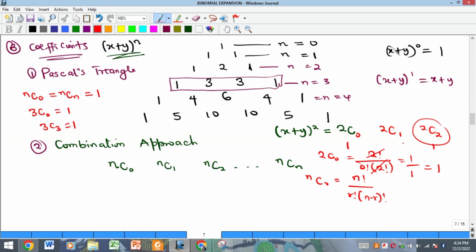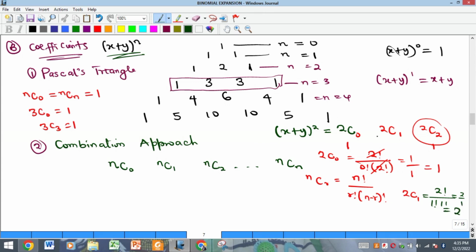And then what about the 2 combination 1? 2 combination 1 is simply equal to 2 factorial all over 1 factorial, then multiply by 2 minus 1, which is actually 1. And when you simplify the down, you have 1. 2 factorial is 2. So that will give you 2 over 1, which is actually equal to 2.